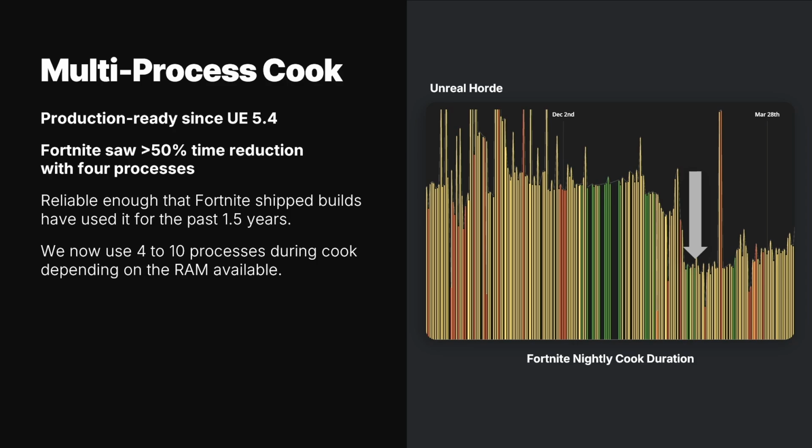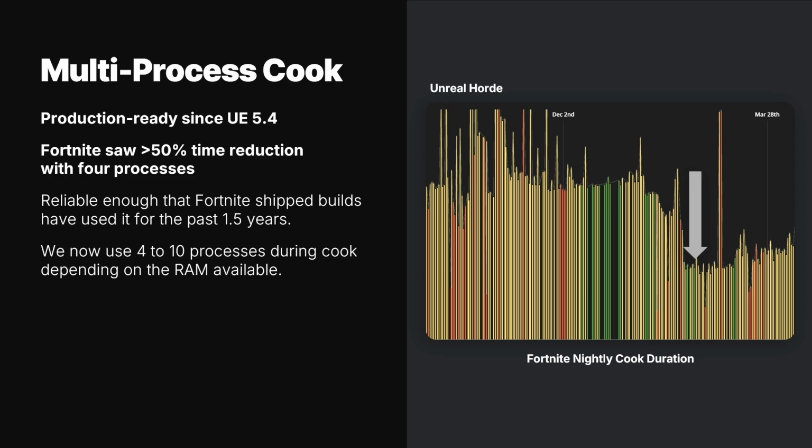So I'm going to start talking about steps we've taken that try and address or mitigate these issues. I'm going to start with stuff that's available in 5.4, then move on to stuff that's in 5.5, and then finally talk about future items in 5.6 and beyond. The first that I'm going to talk about is multiprocess cook.